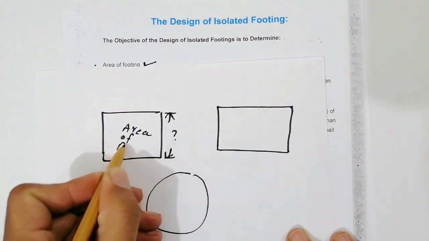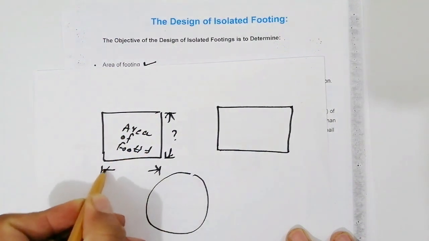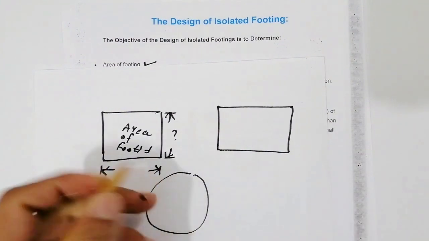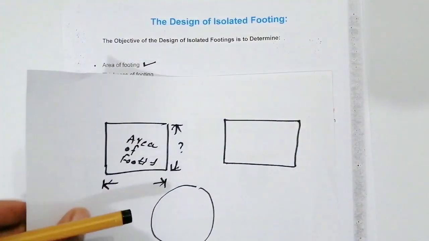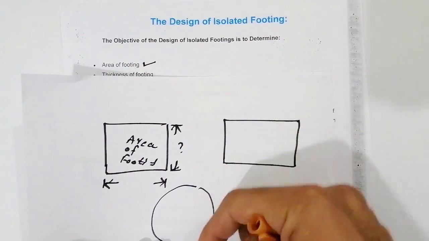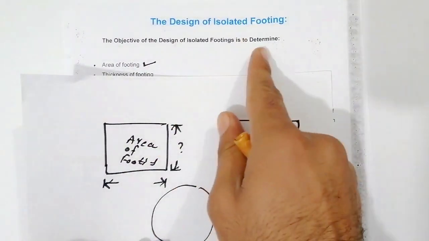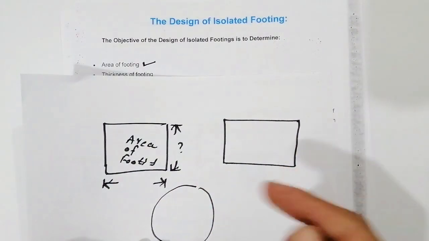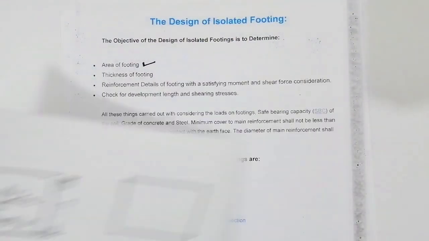Area of footing, whether it is square, rectangular or circular. So the first step is area of footing, and you should know how you can find it. If you don't know, the link is in the description of this video on how to find the area of isolated footing. You can watch that video or read some books or research the area of footing for isolated footing especially. So this is the first.